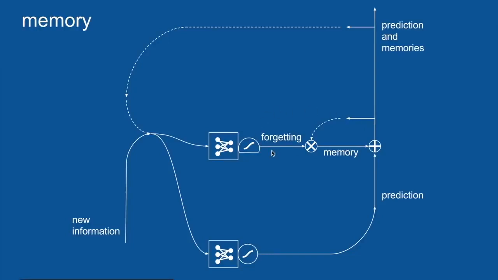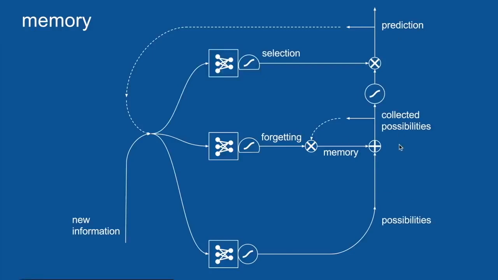Now there's an entirely separate neural network here that learns when to forget what. Based on what we're seeing right now, what do we want to remember? What do we want to forget? So you can see this is powerful. This will let us hold on to things for as long as we want.